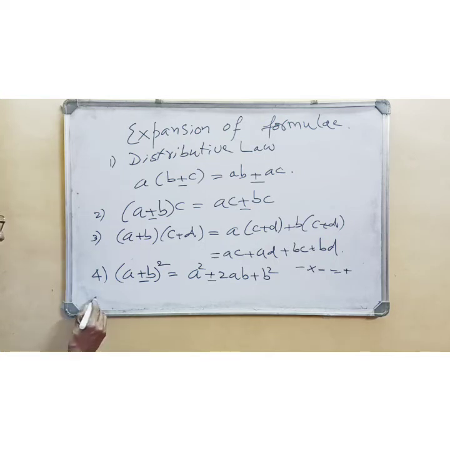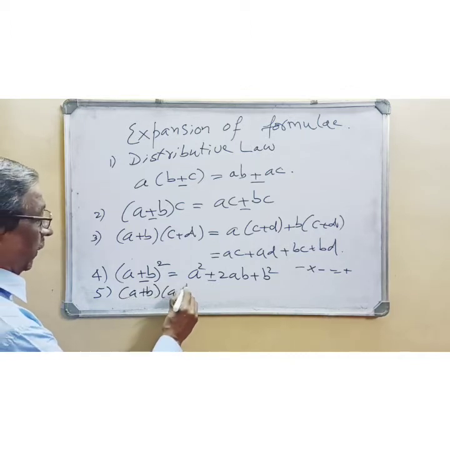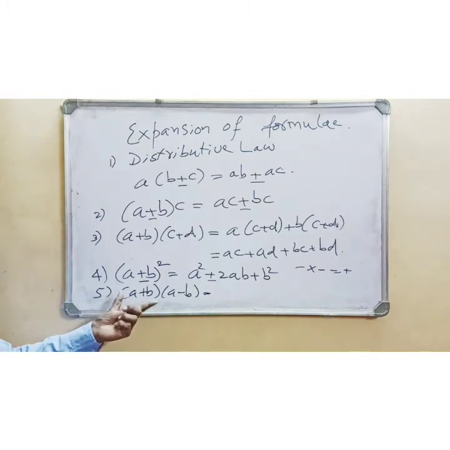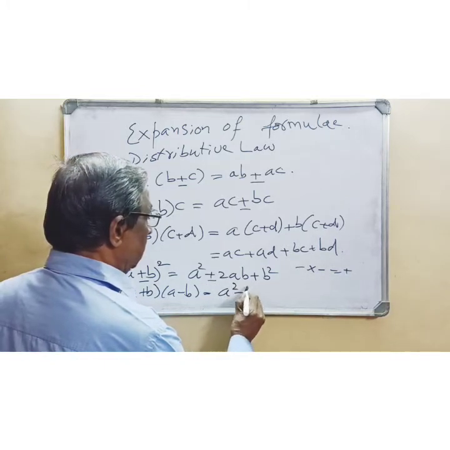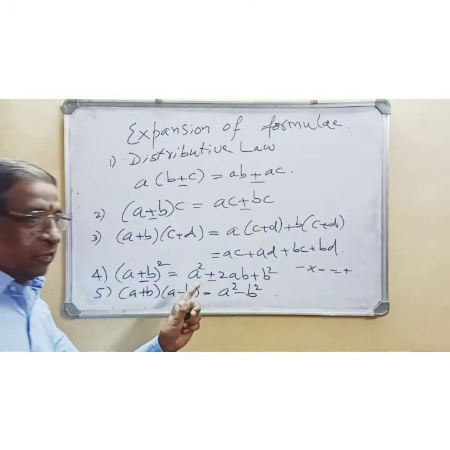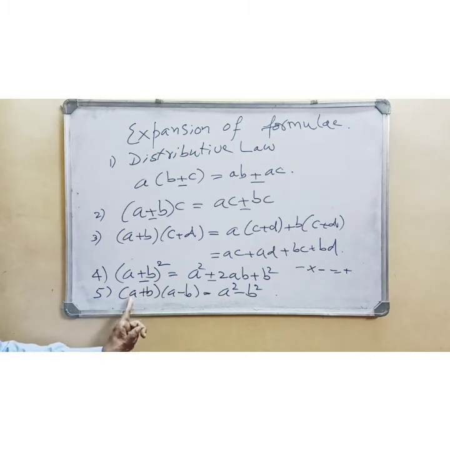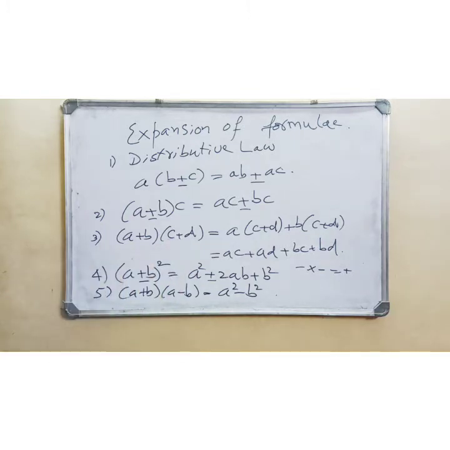Now, fifth law is A plus B into A minus B. In this case, LHS we have two factors, whereas this is A square minus B square. This is called the difference of two squares. You have to square the first term and the second term, with plus sign and minus sign, so you have to write A square minus B square.